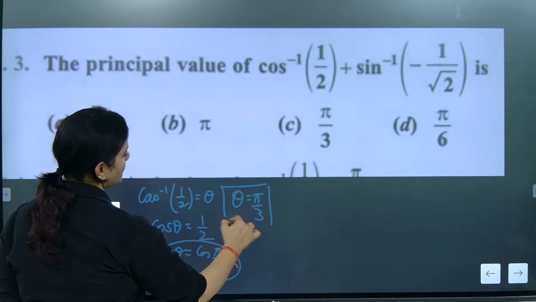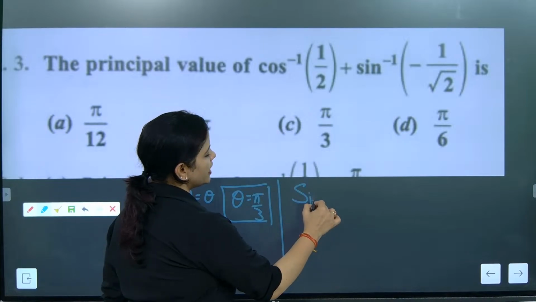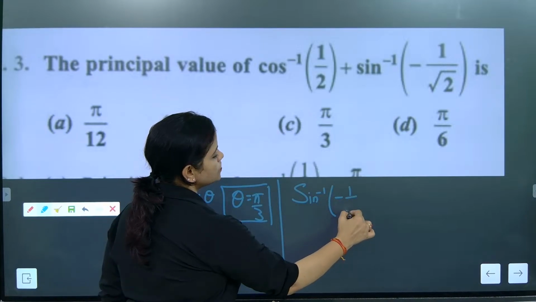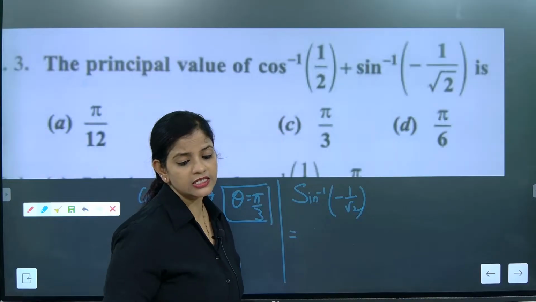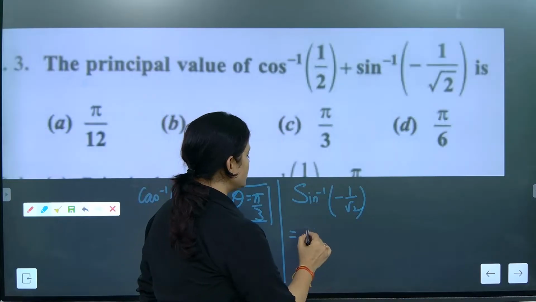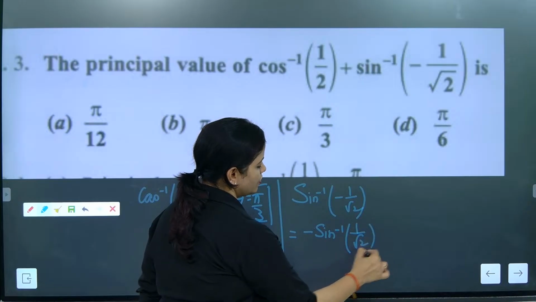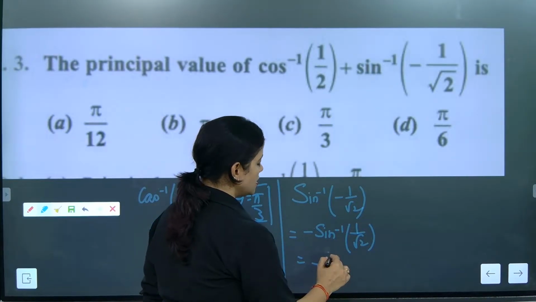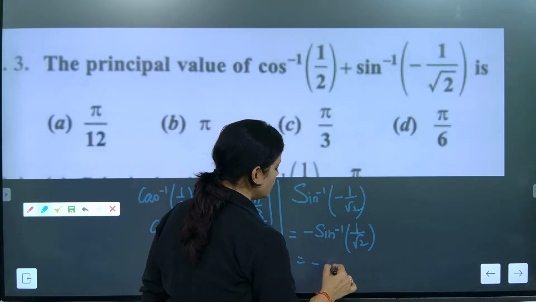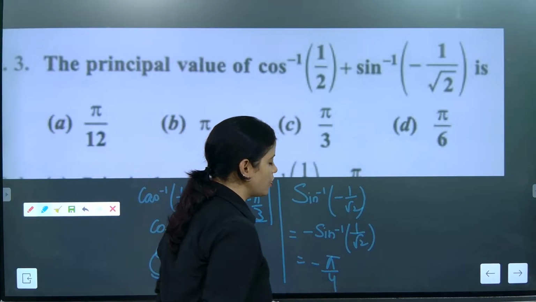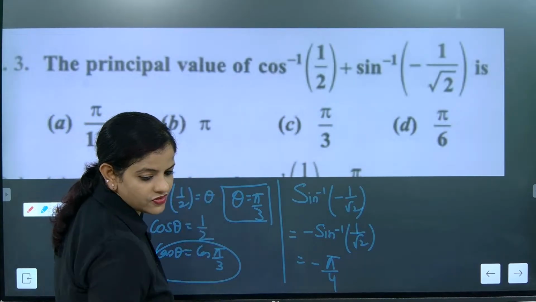This is the first part. Now the second part, sine inverse minus 1 by root 2. Already I told you sine inverse of minus theta is minus sine inverse theta. So it will become minus sine inverse 1 by root 2. Sine inverse 1 by root 2 is pi by 4, so the value is minus pi by 4, because sine of pi by 4 is 1 by root 2. Okay, that's very nice.